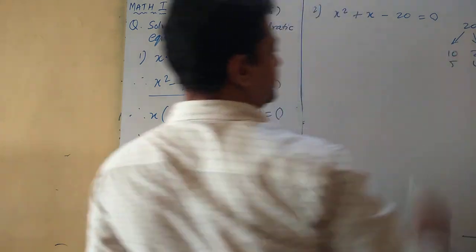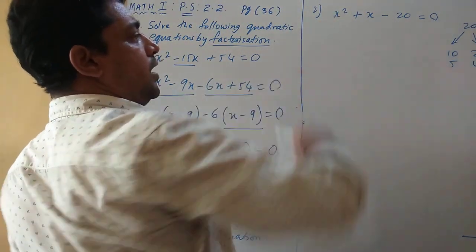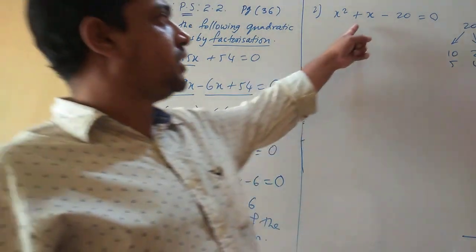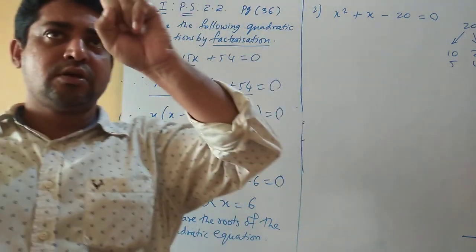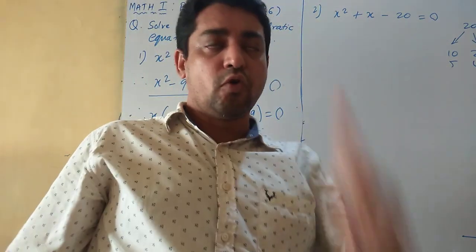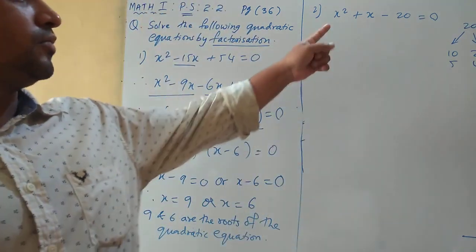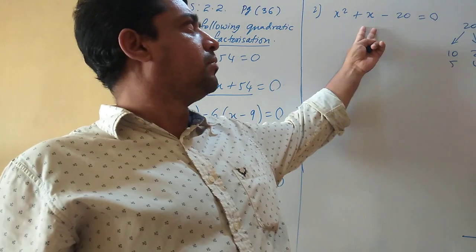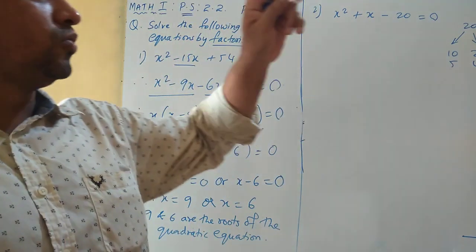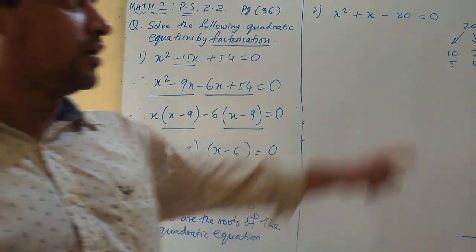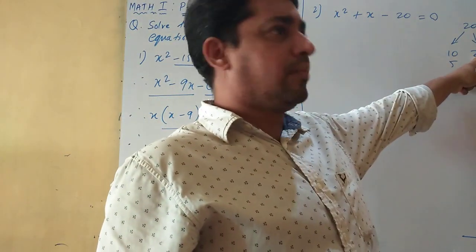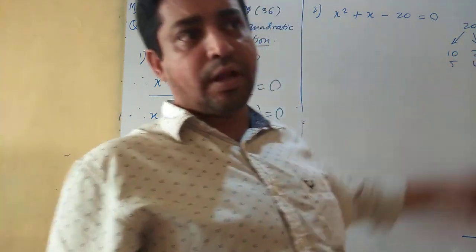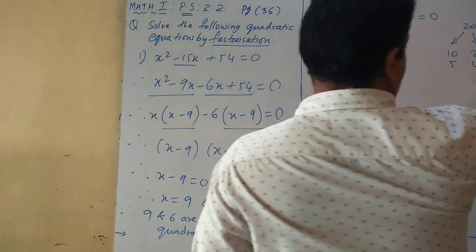If I am adding it, I get 10 plus 2, 12. But here your middle term says x. That means your middle term coefficient is 1. When I split this middle term, I should get 1 only. So here if I am adding, I am getting 12. If I am subtracting, I am getting 8. So this is not the correct pair.